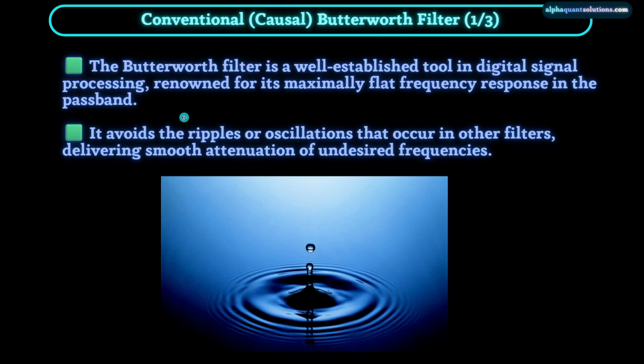So here are a few elements we want to present and discuss. First is that the Butterworth filter is a well-established tool in digital signal processing, and it is renowned for its maximally flat frequency response in the passband. And the passband actually corresponds to the frequency range of the input signal that is allowed to be passed through the filter. Next, this filter avoids the ripples or oscillations that occur in other filters like EMAs and SMAs, and hence it delivers a smooth attenuation of undesired frequencies.